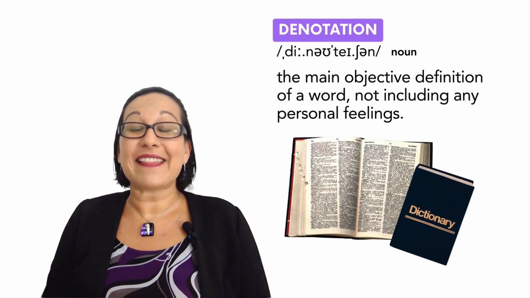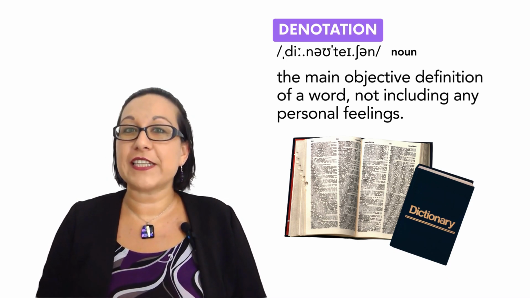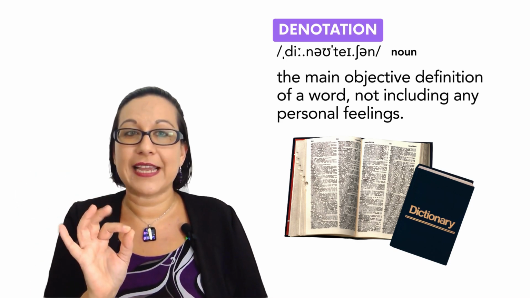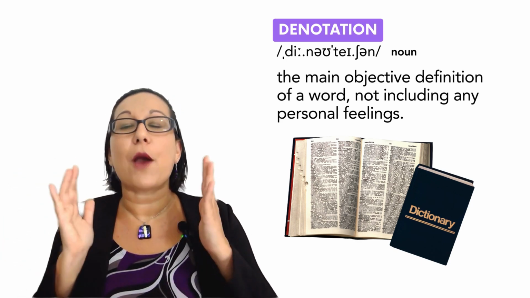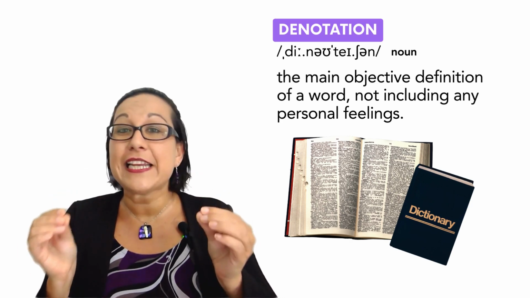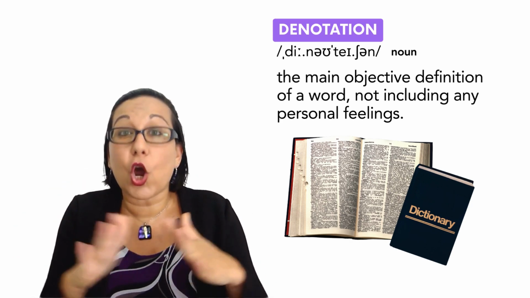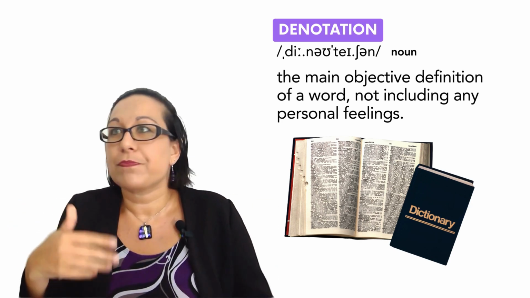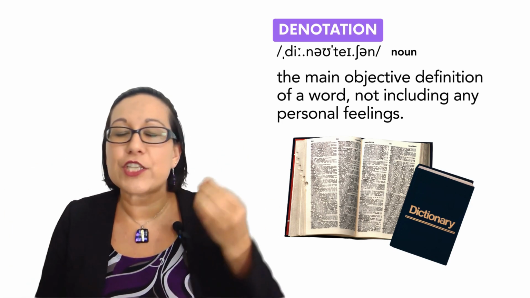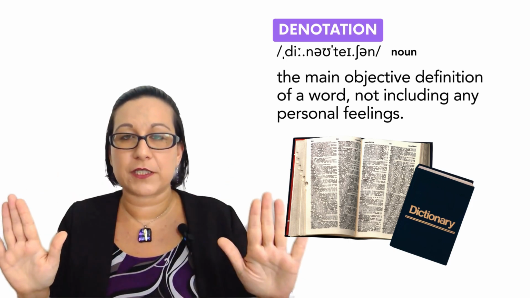Okay, let's take a look at these two key terms, starting with denotation. Denotation is the objective meaning, the meaning from a dictionary. You cannot argue with the meaning. So, a pen is a pen, a sandwich is a sandwich. You cannot argue with it.